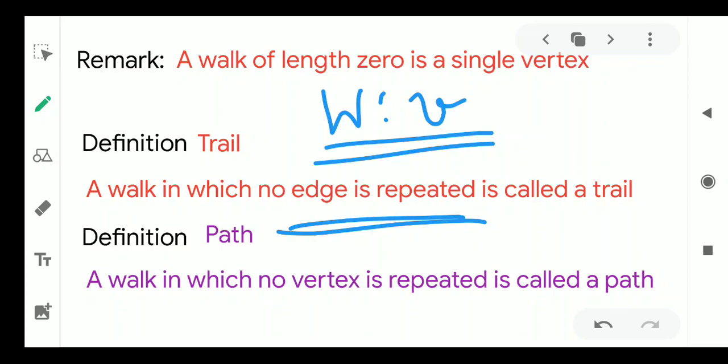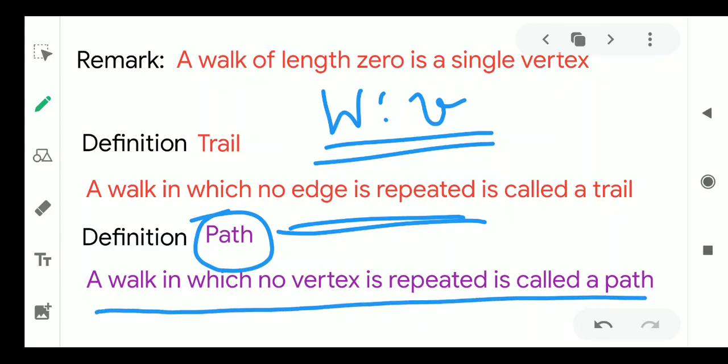So anyhow, this path is very, very important. Even if you forget the definition of walk, unless you learn walk, you cannot learn path. But path is very important. A walk in which no vertex is repeated. See the difference between trail and path. Trail means no edge is repeated, and if no vertex is repeated, then that kind of walk is called a path. If no vertex is repeated, definitely edge also will not be repeated. That's an important thing. In the case of a trail, a vertex may be repeated.